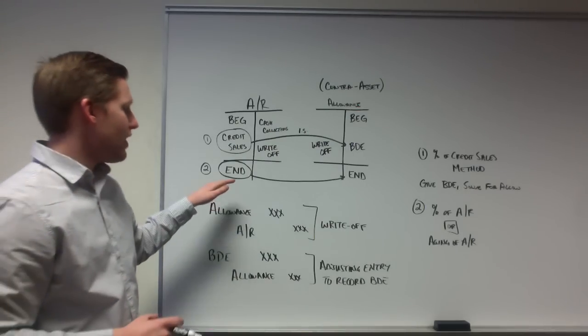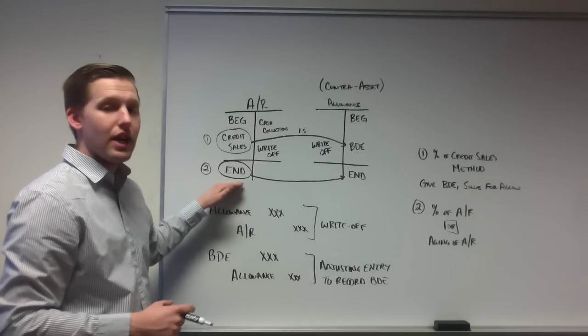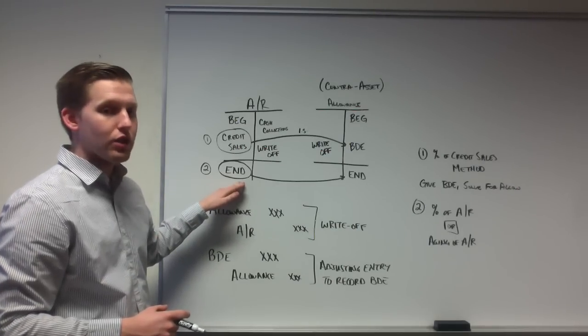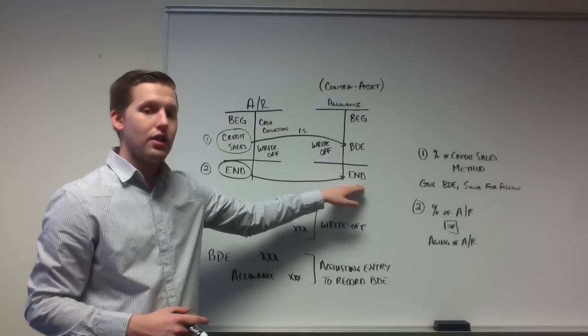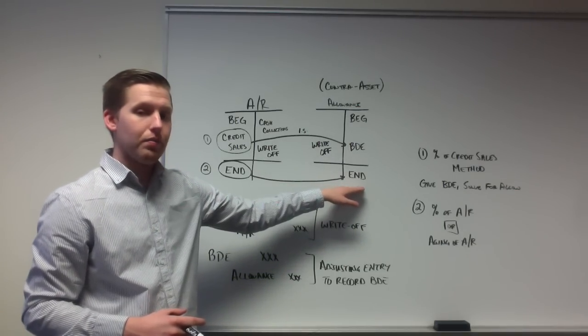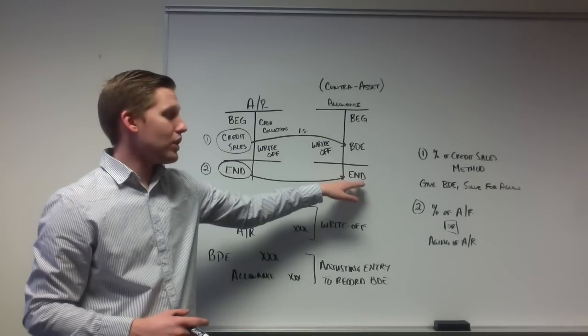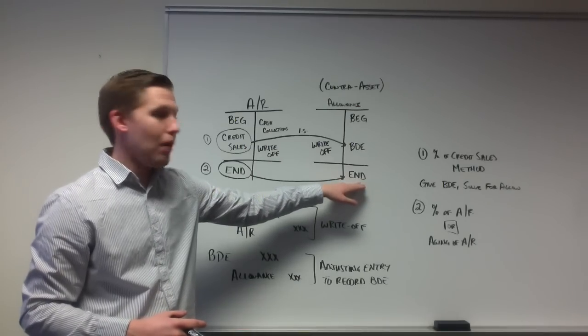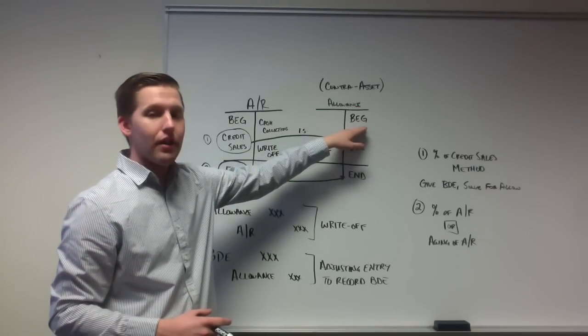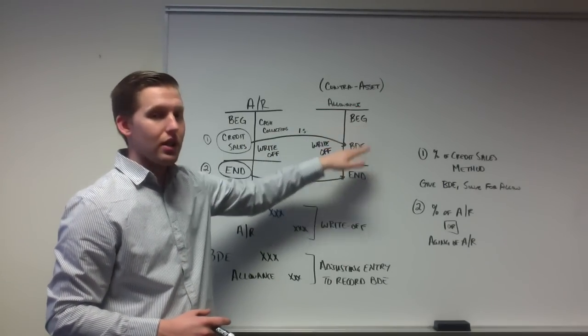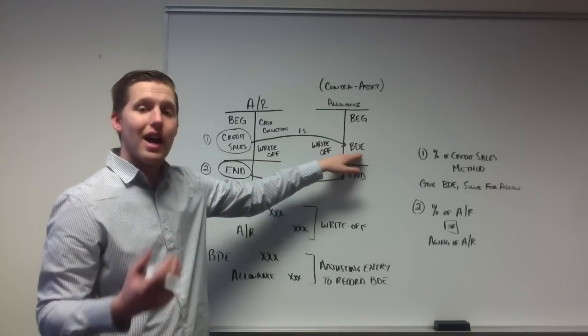Well, that $50,000 is a result of taking a percentage of our accounts receivable and is going to give us the ending balance in the allowance account. So after we do that, we'll have the ending balance in the allowance, we'll have our write-offs, and we'll have the beginning balance. So the only number that's missing would be bad debt expense in that case.